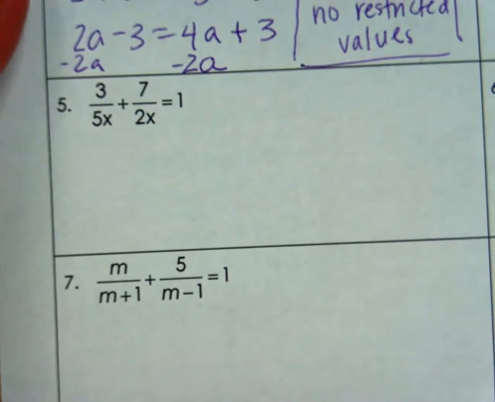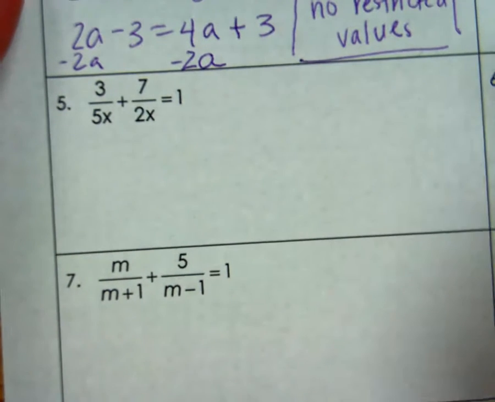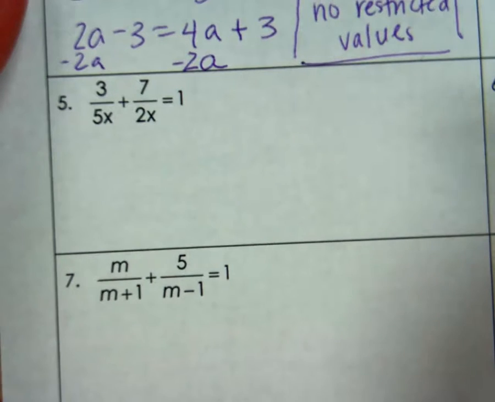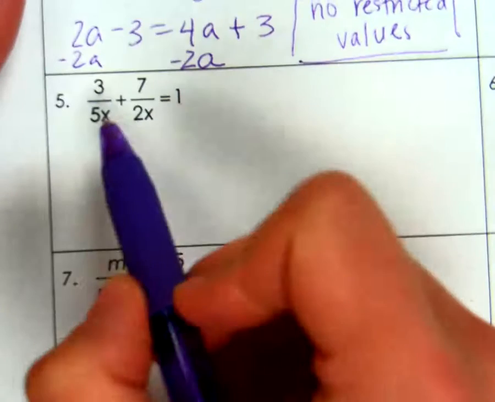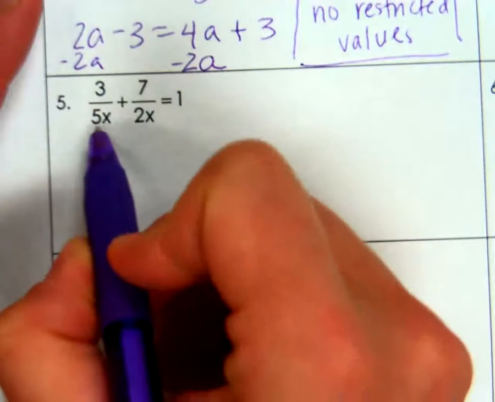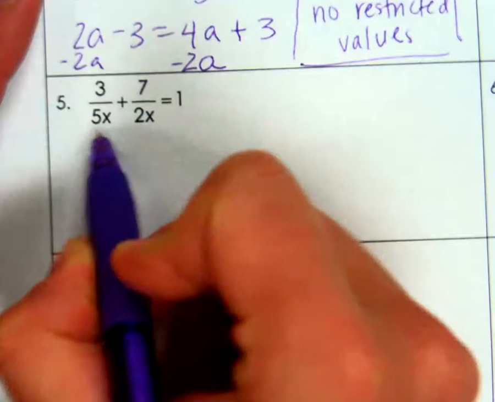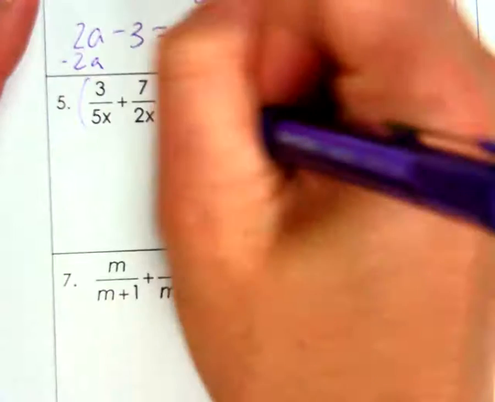For number 5, we're going to skip number 4. This is very similar. Number 5, my least common denominator is going to be some form of x. 5 and 2, their least common multiple is 10, so it's actually going to be 10x. So I have to multiply everything on each side by 10x.